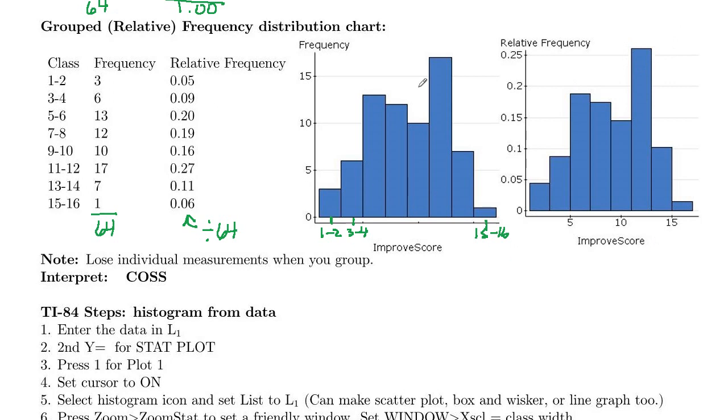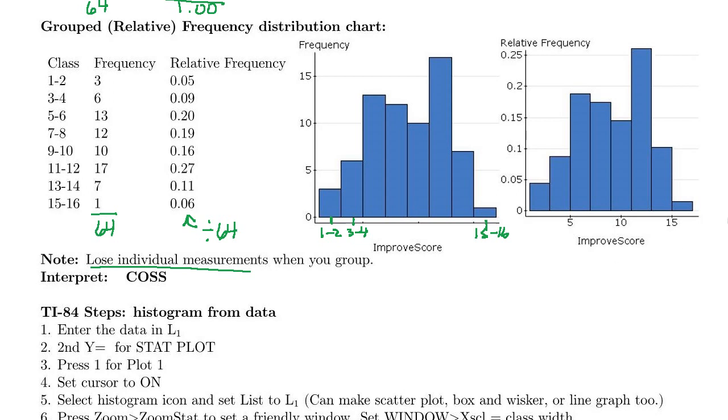Notice, again, same general shape here from left to right. It's just that we're looking at proportion on the vertical instead of raw number. Now note here that we lose our individual measurements. We can't recover the individual data values once we start grouping the data. We can do the same interpretation that we did with the dot plots: center, outliers, symmetry, spread. Notice here it's harder to identify possible outliers because by grouping we've gotten rid of gaps that were there before.